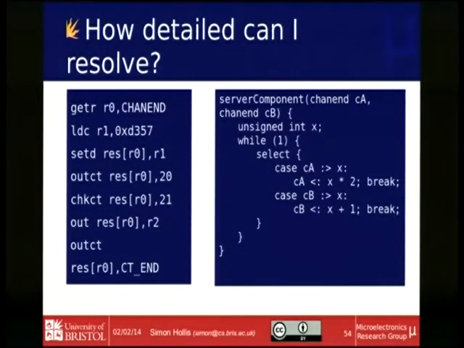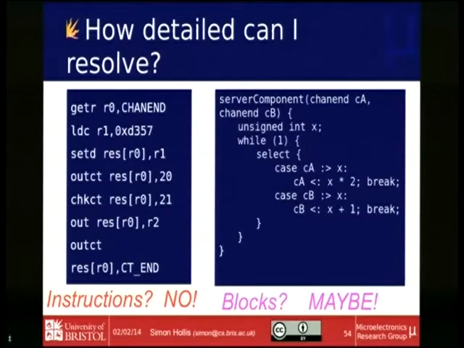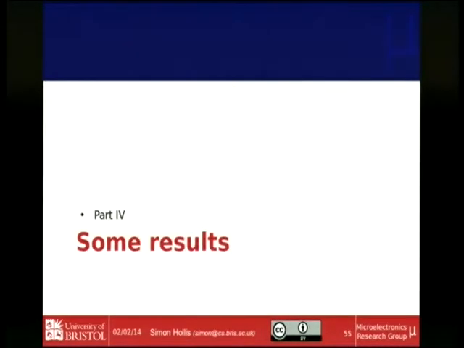So, again, graphically, you'll never get this kind of resolution of saying it's this line of my assembly code that took the power. But you might be able to say, well, maybe it's that block of code. And maybe it's got that out. So, that's what we're looking at with these kinds of measurement devices.